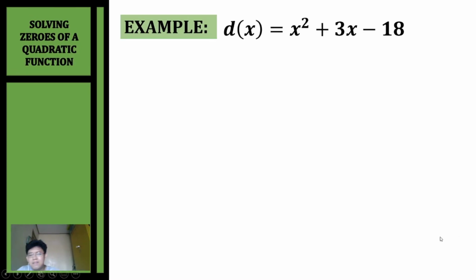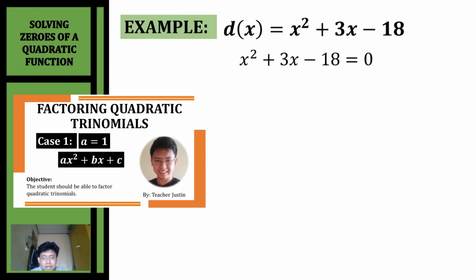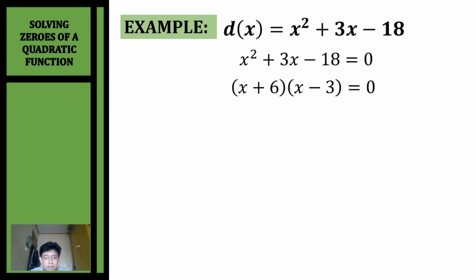Let's have another example. For example, we're going to solve for the zeros of this quadratic function. First step is we're going to change the function notation to 0. Now, after changing the function notation to 0, we're going to factor our polynomial, the one on the left. In this case, we're going to use factoring quadratic trinomial case 1. So the factors are the quantity x plus 6 times the quantity of x minus 3.